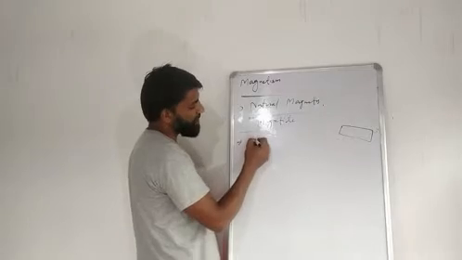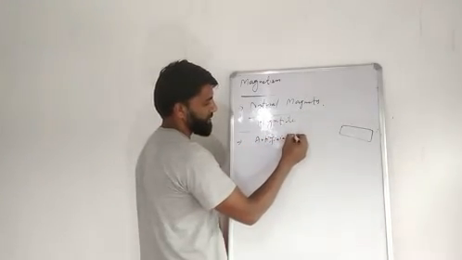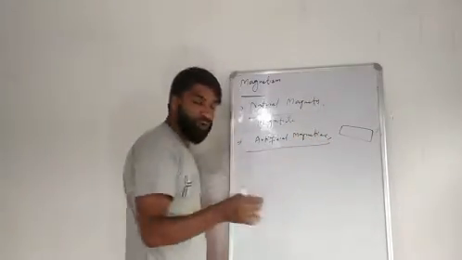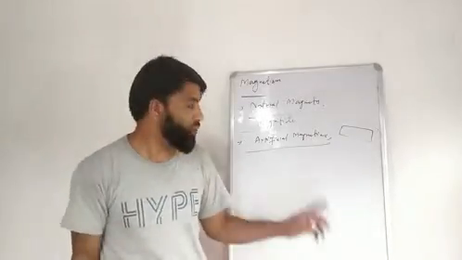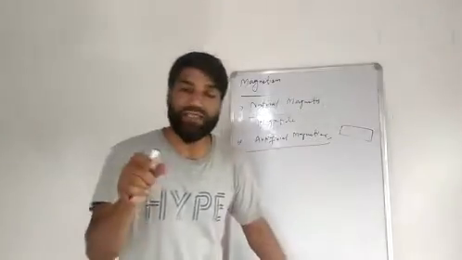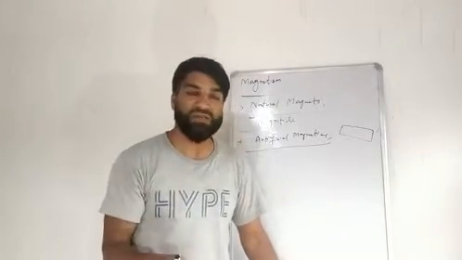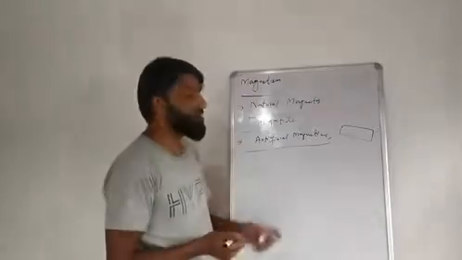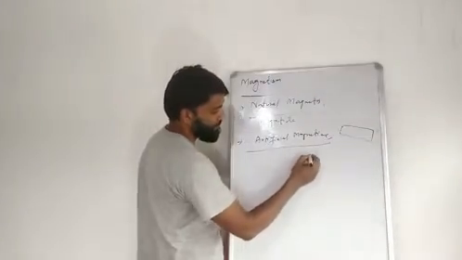Another type is called artificial magnets. Artificial magnets are those magnets which are made by man by certain processes. We can say the magnets which are prepared or synthesized by man, or simply made by man by certain processes, are called artificial magnets. I will give the example of the electromagnet.